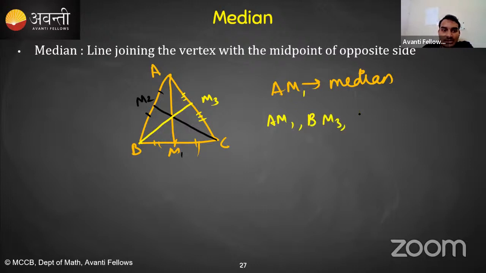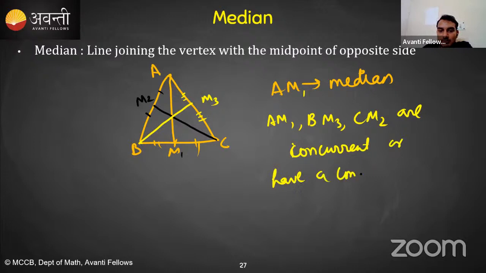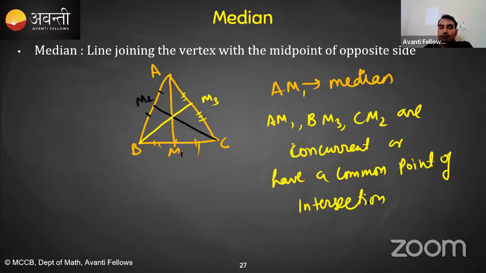So AM1, BM3, CM2 are concurrent, or you can say they have a common point of intersection. Clear? Is this clear? First of all, median समझ में आया?